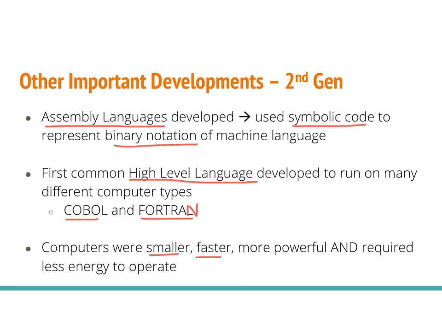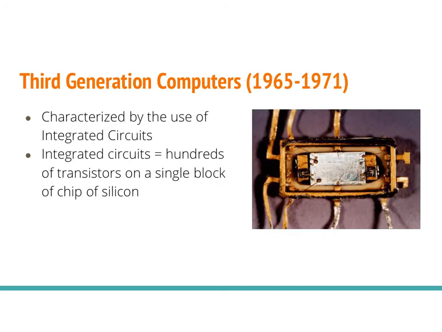They were faster, so that they were able to process more information. And in addition to that, they were more powerful and required less energy to operate because you were no longer turning on and off those light bulb-like vacuum tubes. Transistors didn't require as much energy as the vacuum tubes. So in general, these computers were just getting better and better.